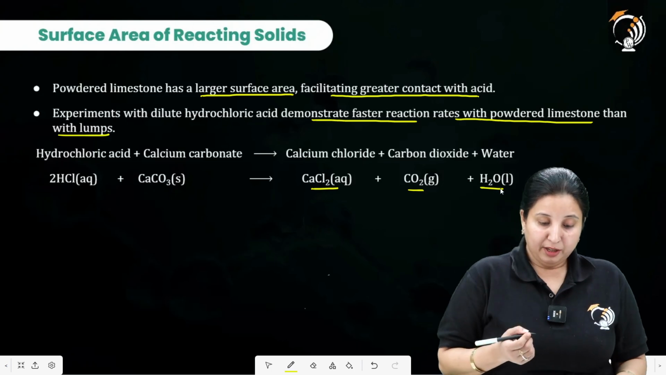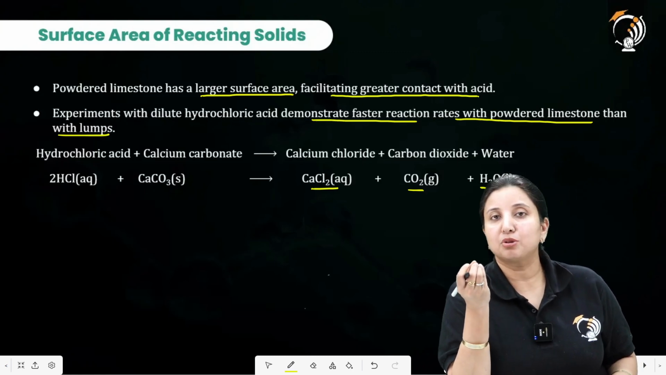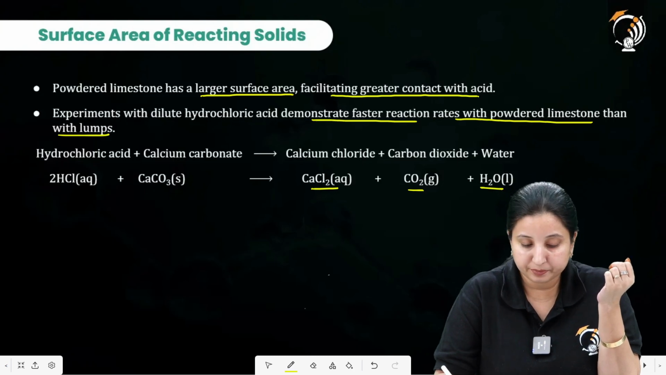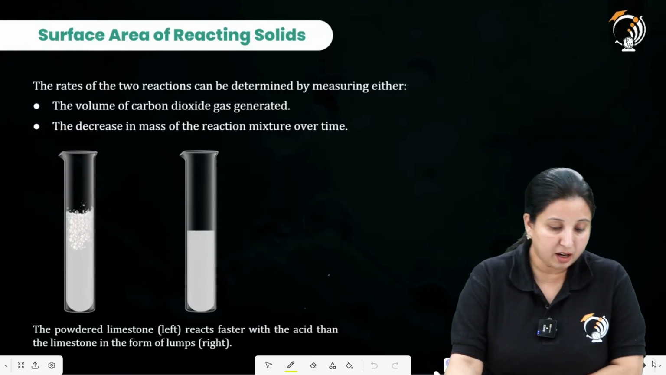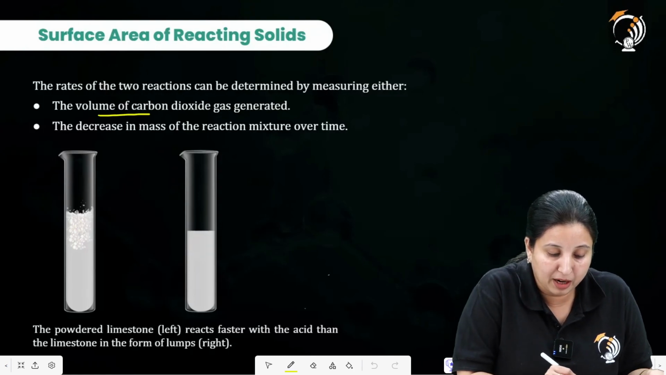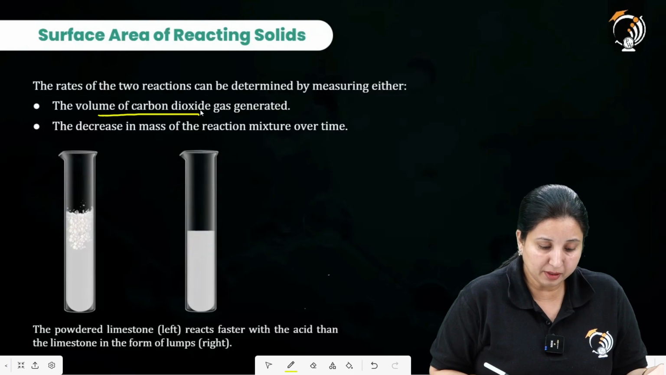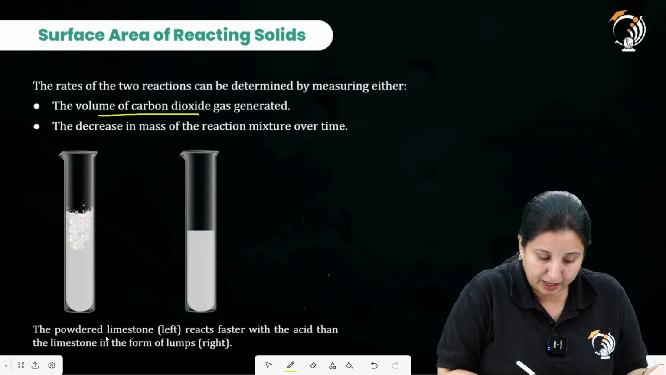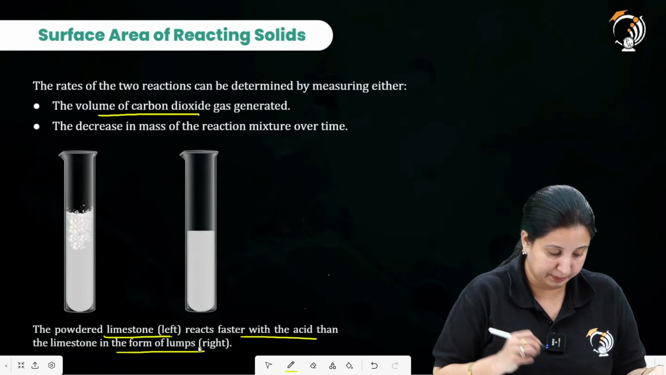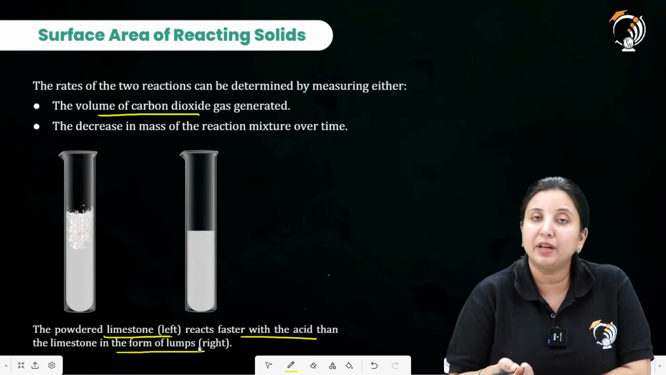So if you have the bigger size of your reactant, then the rate of reaction of course is going to be slower. But if the reactant size is smaller, the rate of the reaction is going to be faster. So for the surface area of the reacting solids, the rates of the two reactions can be determined by measuring either the volume of carbon dioxide gas generated or the decrease in mass of the reaction mixture over time. So the powdered limestone reacts faster with the acid than the limestone in the form of lumps. So this shows how you can increase the rate of reaction.